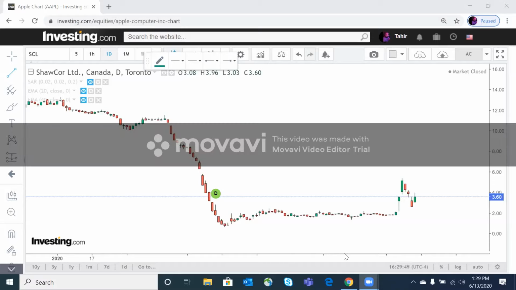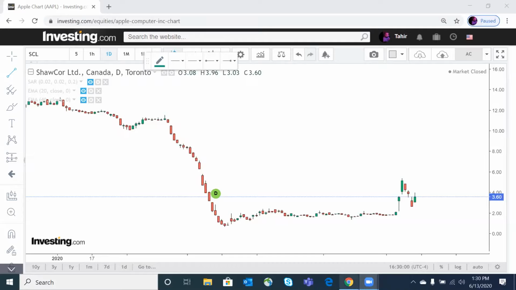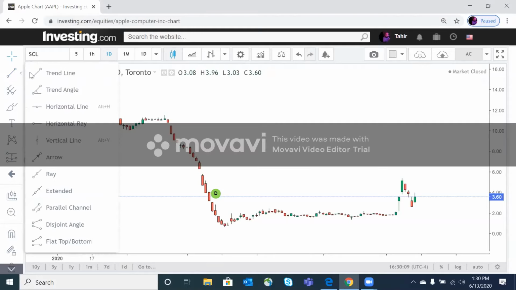For guys who have started taking interest in SCL, those who didn't buy up to Thursday, just hold on. It's again showing an upward trend, and wait for its next dip to buy it.